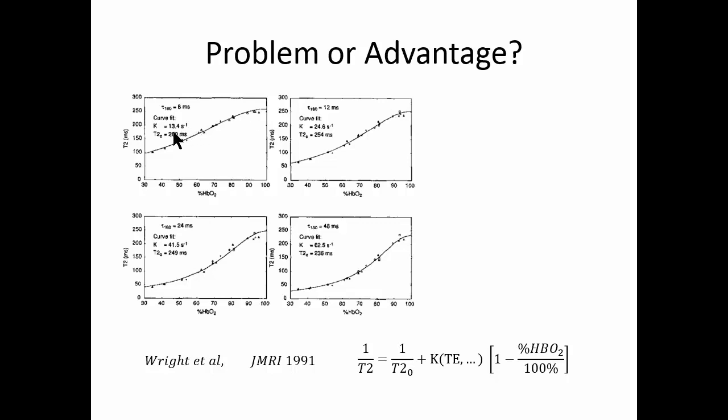But look what happens at the other point of the scales, which is around 30% of the oxyhemoglobin. If your echo time is relatively short, you have 100. If it's very, very long, it's about 20. So they are all over the place. That poses a problem, but it's also an advantage because you can actually use this to characterize this local field inhomogeneities.